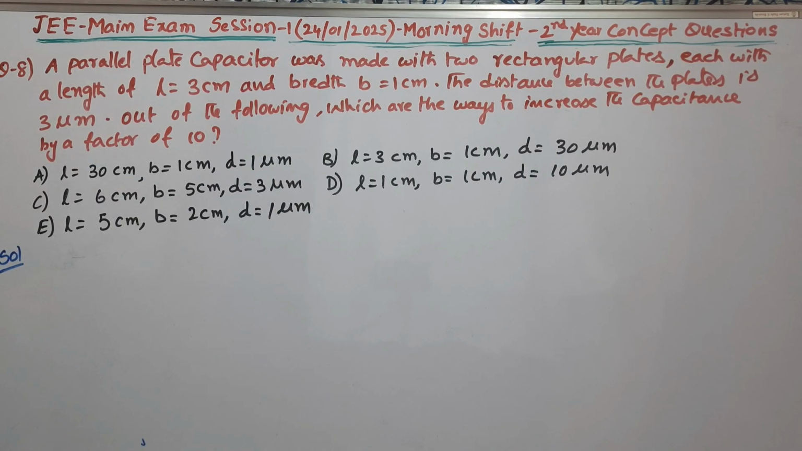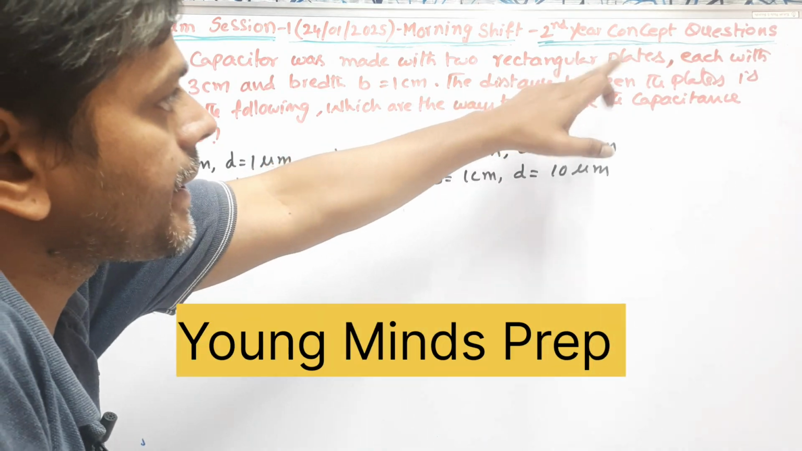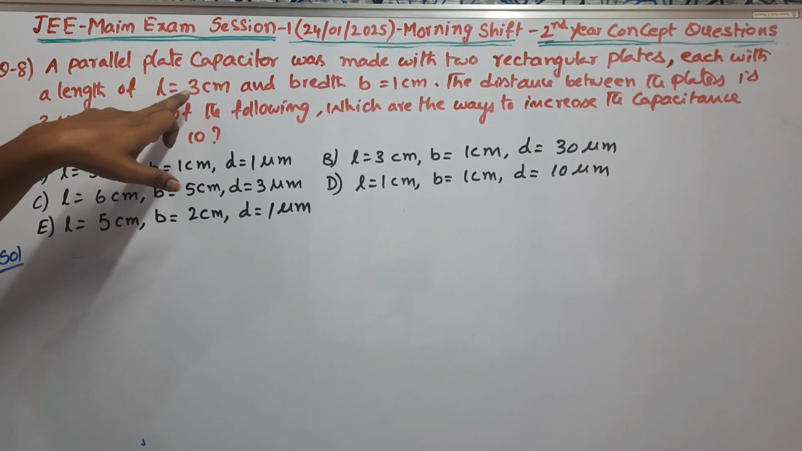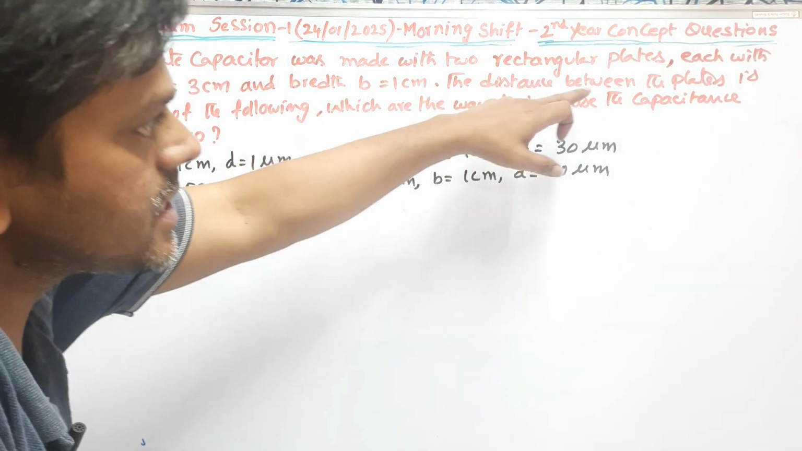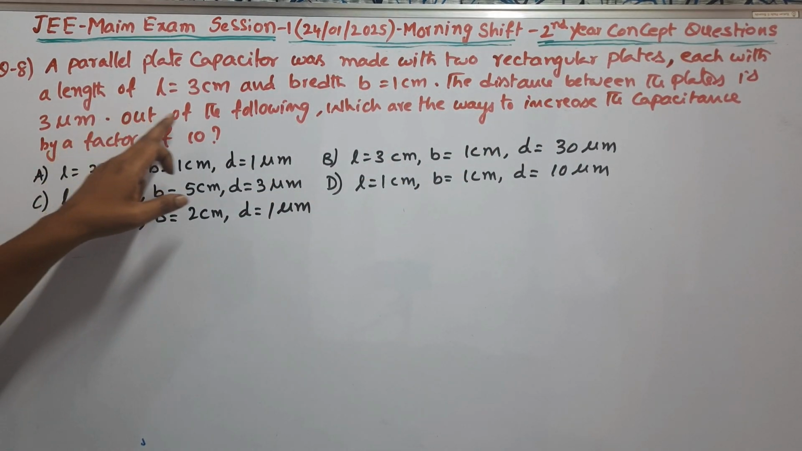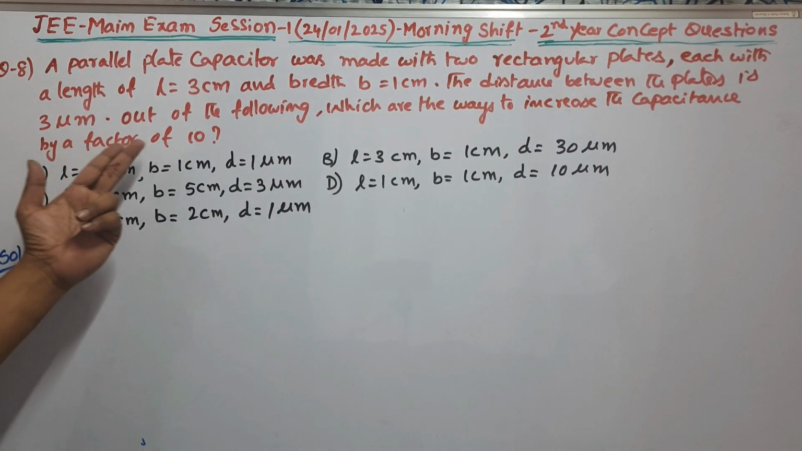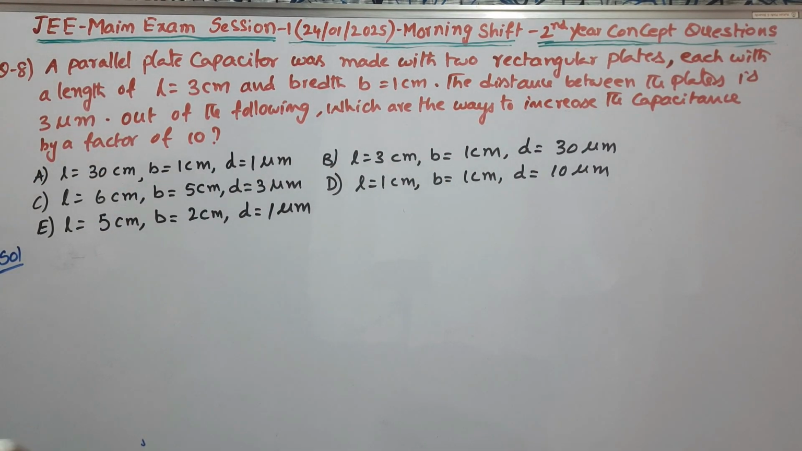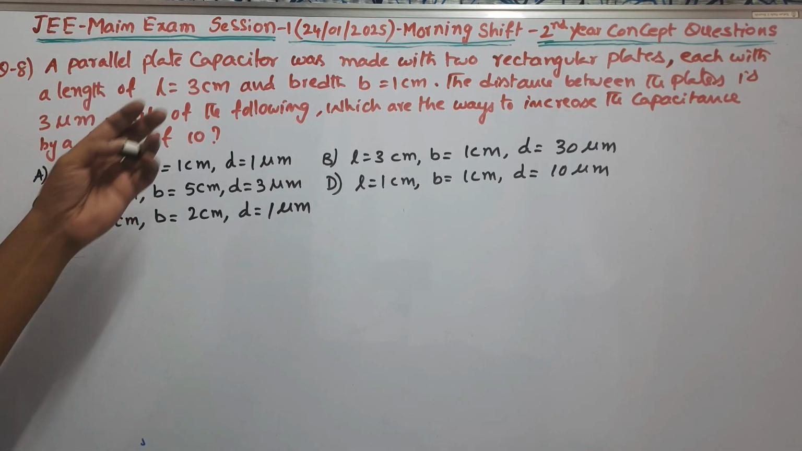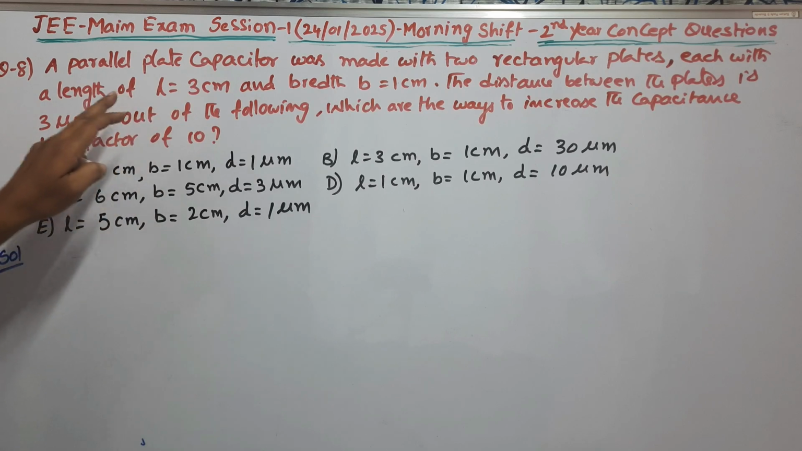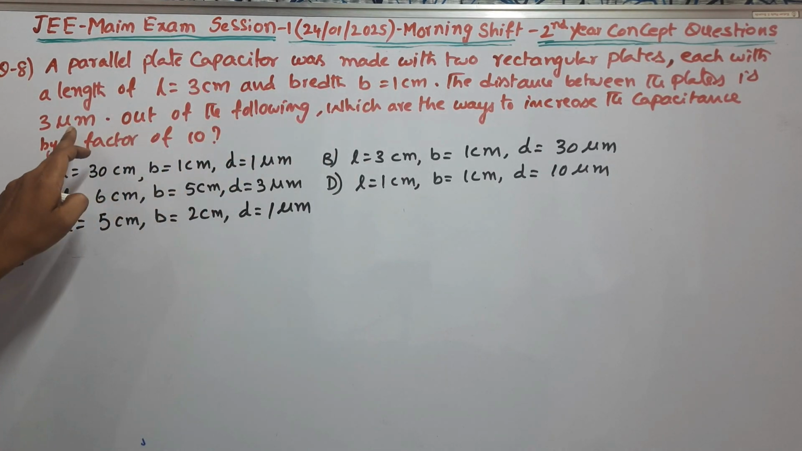Right, the 8th question. A parallel plate capacitor was made of 2 rectangular plates, each with a length L equal to 3 centimeter and breadth B equal to 1 centimeter. The distance between the plates is 3 micrometer. Out of the following, which are the ways to increase the capacitance by a factor of 10? So first of all, you can find out the capacitance of this given parallel plate capacitor made up of 2 rectangular metal plates of length 3 centimeter and breadth 1 centimeter and a separation of 3 micrometer.